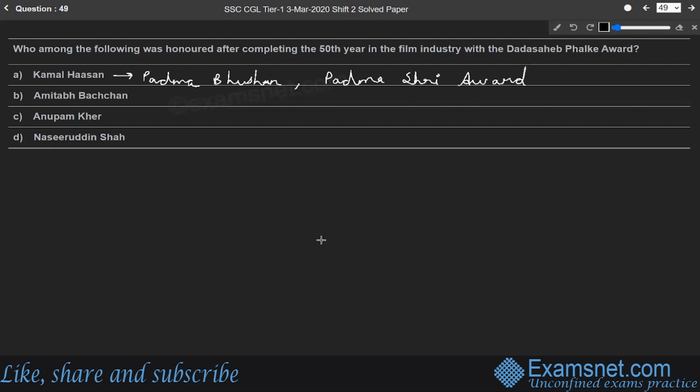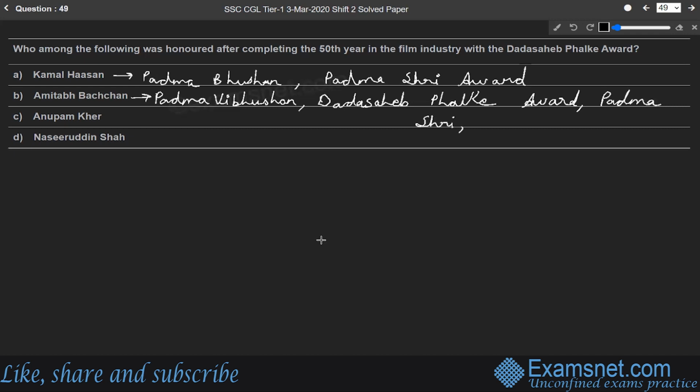Second option is Amitabh Bachchan. Amitabh Bachchan was honored with the Padma Vibhushan, Dada Saheb Phalke Award, Padma Shri Award, and Padma Bhushan Award.